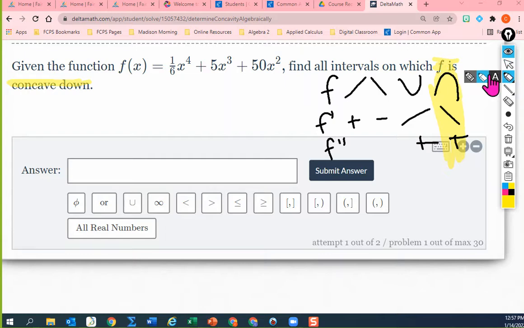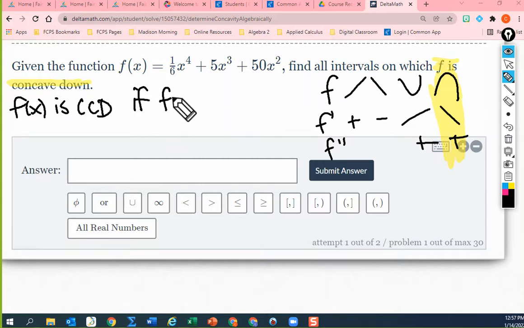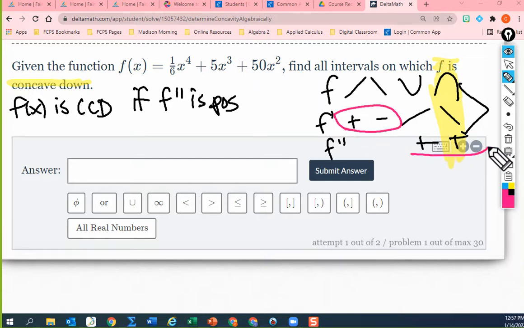All right, so I'm going to write my sentence. So f of x is concave down if double prime, because I like the number line, is positive. You can only answer the questions with your number line. So you're trying to figure out where your pluses and minuses are. Okay? You want to know where your pluses and minuses are. Okay, so let's find it.